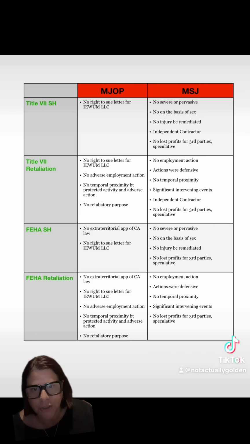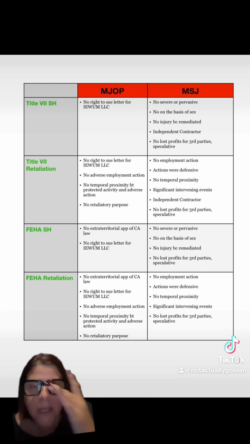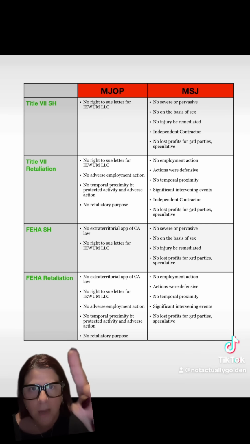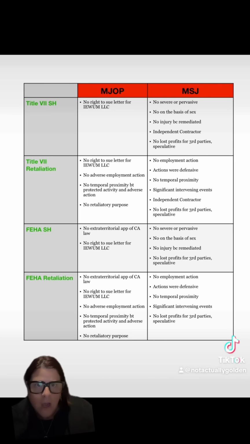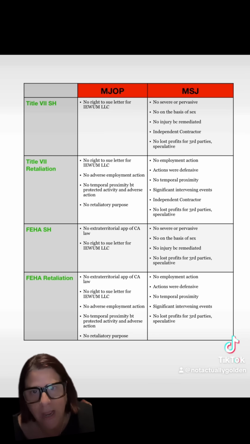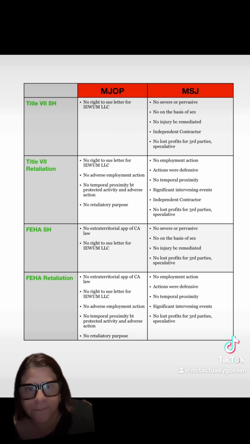Maybe at the end, I'll stop talking and I'll just leave each one up for a minute if you want to screenshot these. But you can see that for many of these claims, the judge has options in both places. He has judgment on the pleadings options, and then he also has summary judgment options. Now, a lot of these are duplicative, right? Like the no extraterritorial application of California law applies to all the California claims. But I think I captured pretty much everything. I went through each motion. I went through each argument.